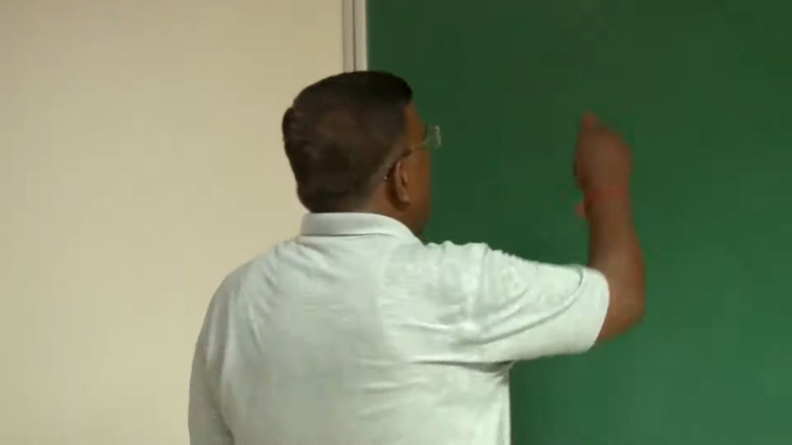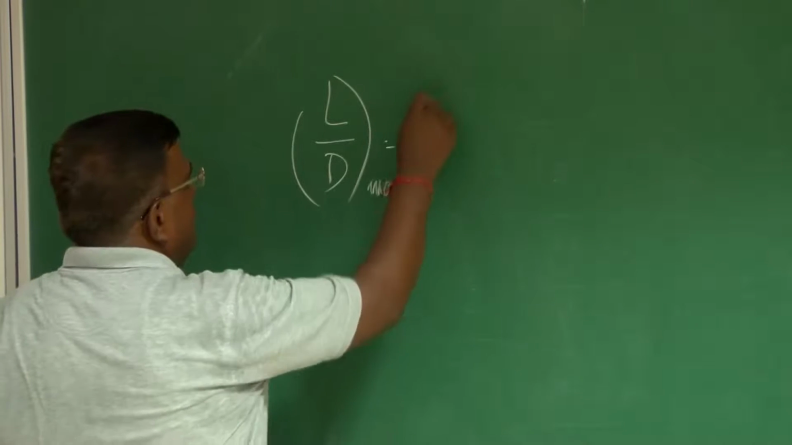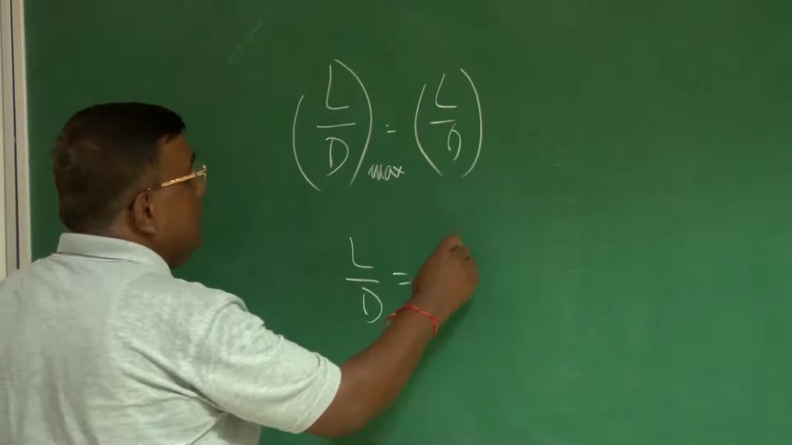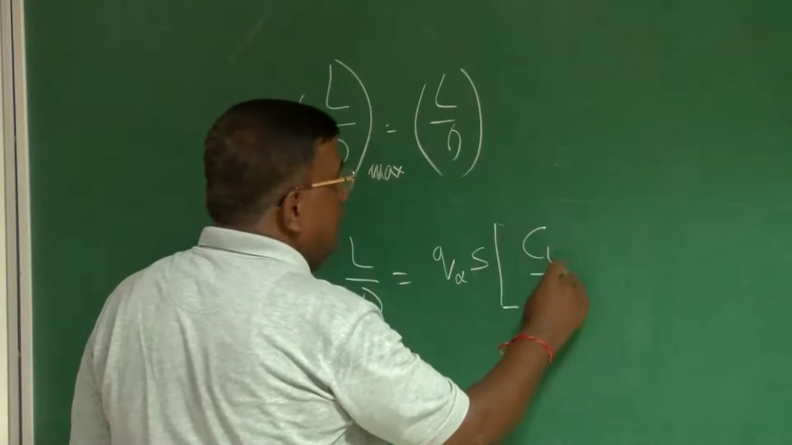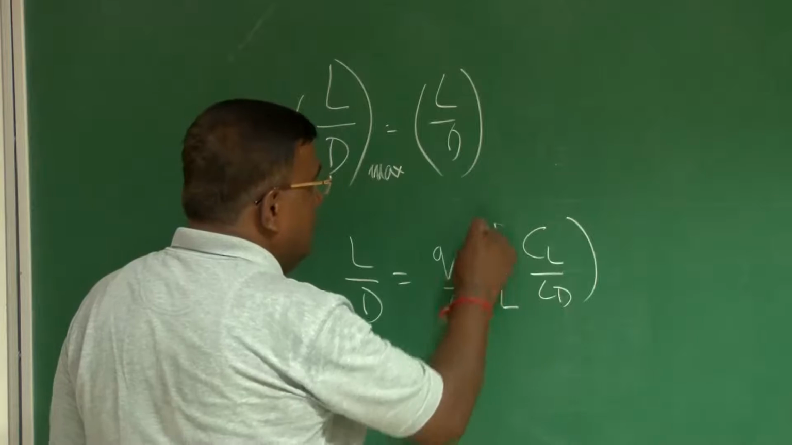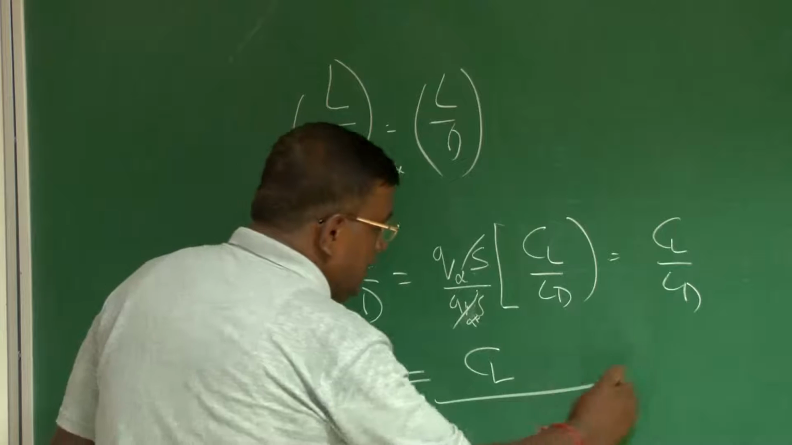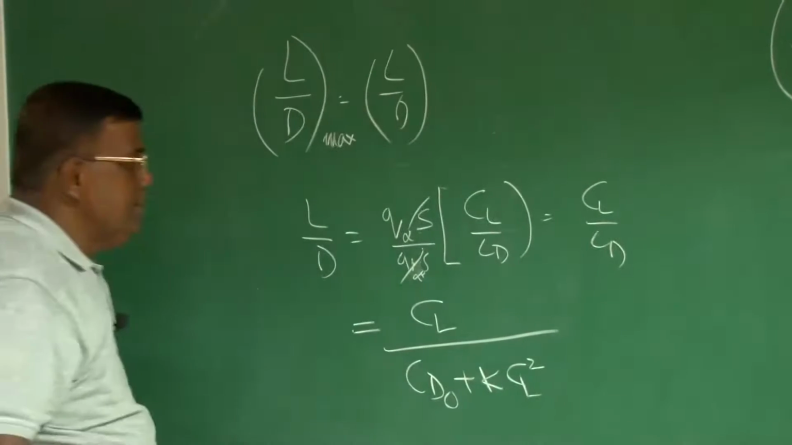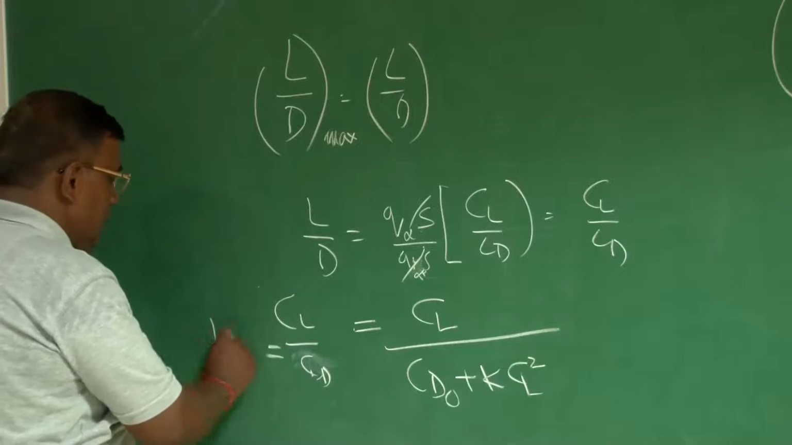Right? Let us see, we are talking about L by D max, or say L by D. What is L by D? L by D I can write as dynamic pressure into S into CL by CD. So in this case, this is CL by CD. And what is CL by CD? CL over CD naught plus K CL square. Right? I can write L by D, CL by CD, as L by D also.